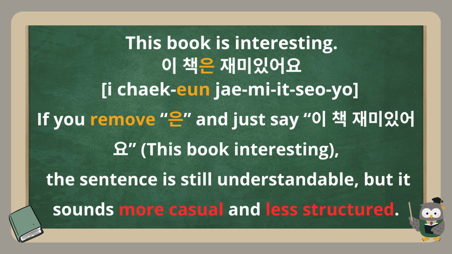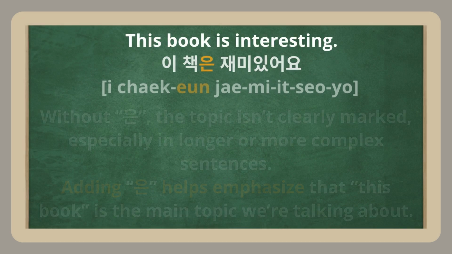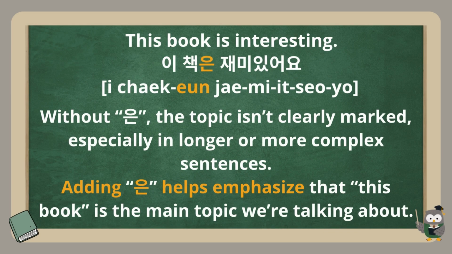If you remove eun and just say 이 책 재미있어요, this book interesting, the sentence is still understandable, but it sounds more casual and less structured. Without eun, the topic isn't clearly marked, especially in longer or more complex sentences. Adding eun helps emphasize that this book is the main topic we're talking about.